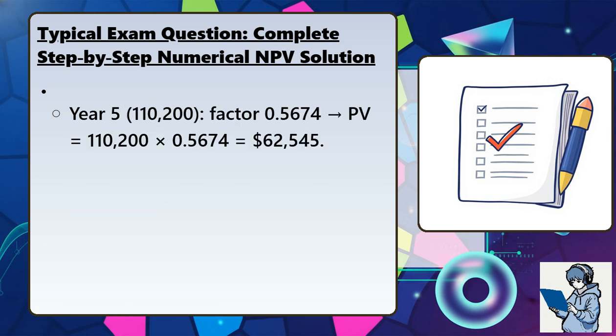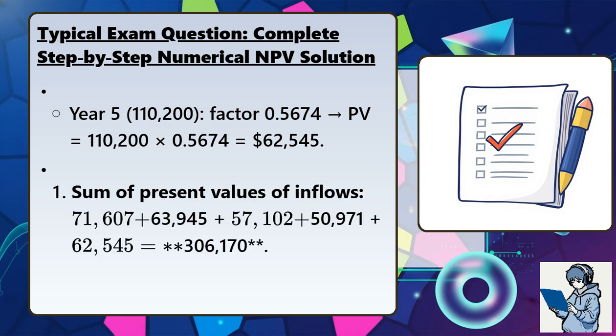Year 4 factor 0.6355. Present value equals $80,200 times 0.6355, which is $50,971. Year 5 factor 0.5674. Present value equals $110,200 times 0.5674, which is $62,545.